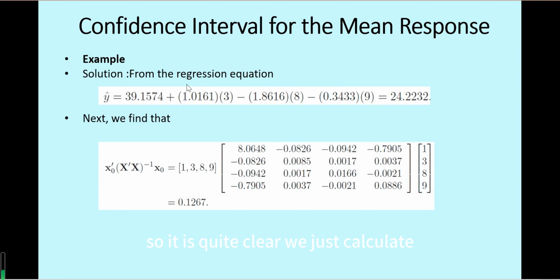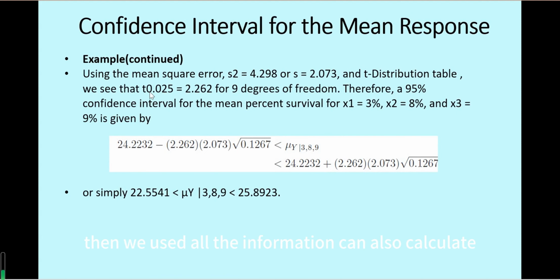So it is quite clear. We just calculate this y hat point value by filling each term into the linear regression equation. So we can get about 24.2. Next we can calculate this term, the x vector and its transpose, and this matrix take inverse. So we can get this value is about 0.12. Then we use all the information to also calculate s square and the S value.